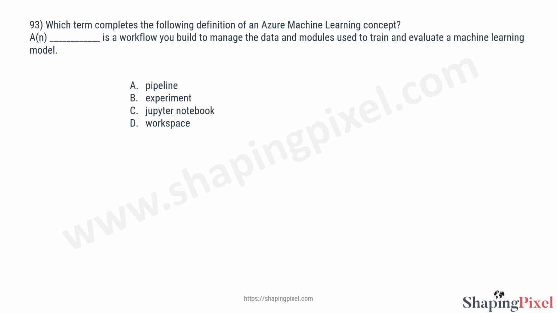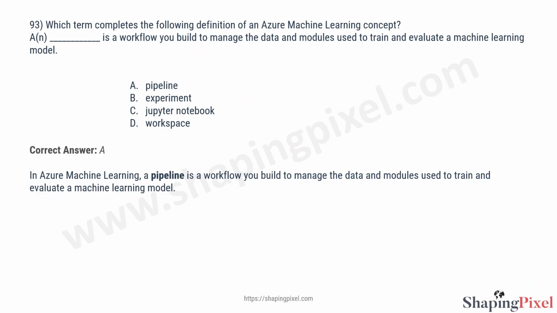Question number 93. Which term completes the following definition of an Azure machine learning concept? A dash is a workflow you build to manage the data and modules used to train and evaluate a machine learning model. And we have the following four options: pipeline, experiment, Jupyter Notebook, workspace. So the right answer here is option A, pipeline. In Azure Machine Learning, a pipeline is a workflow you build to manage the data and modules used to train and evaluate a machine learning model.